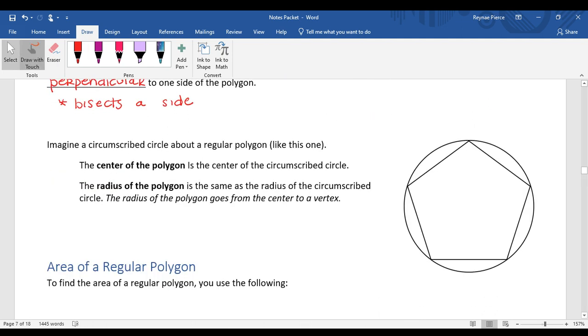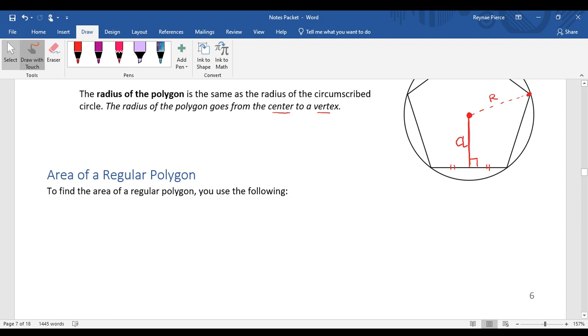So if I'm going to draw on this, here we've got a pentagon inscribed in a circle. This is the center of the polygon. And from the center to a vertex, that technically is still the radius of the polygon, just like it's the radius of the circle. Again, that's center to vertex. But the apothem goes from that same center to a side. And again, it's perpendicular and it bisects. So that apothem is that new piece of information.